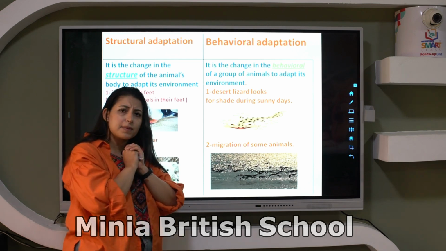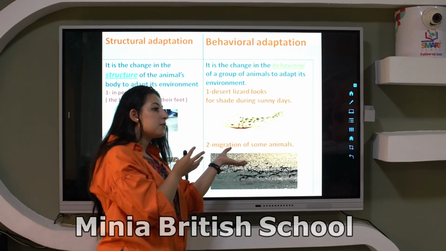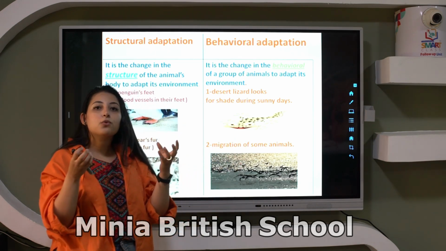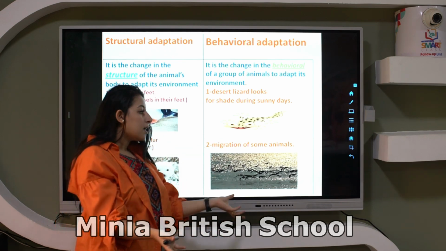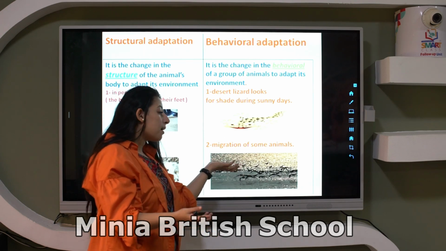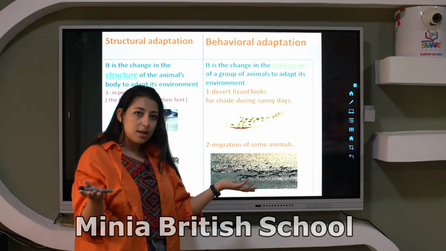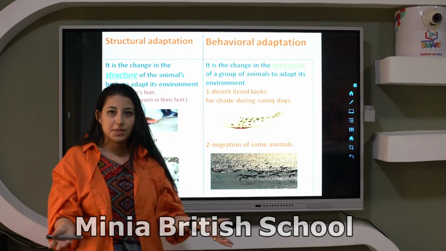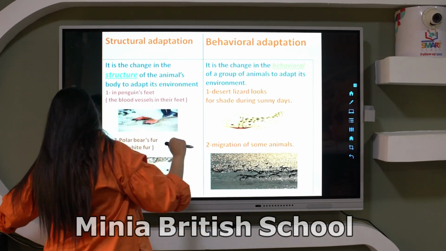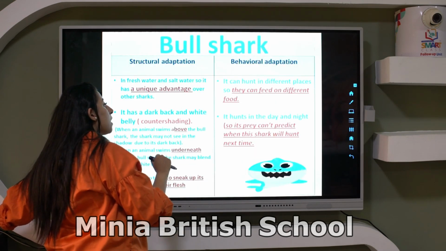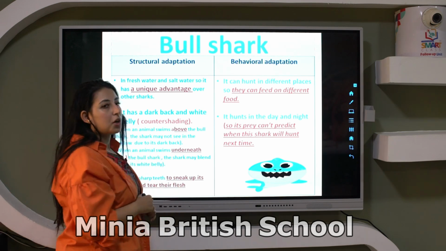Migration of some animals. What is the meaning of migration? It means some birds travel from one place to another, searching for a warmer place or a cooler place. They do this behavior by themselves. It's not related to their bodies. It's related to their behaviors. Okay, let's show today some animals to know their structural and behavioral adaptation. For example, the bull shark.